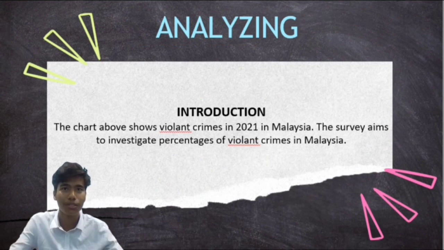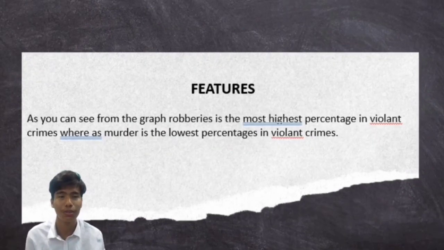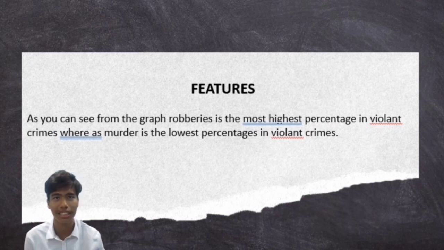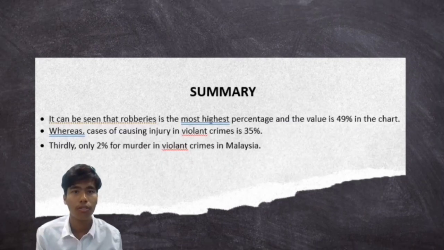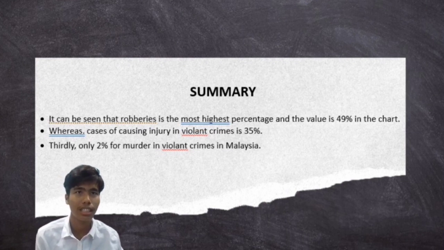For introduction, the chart above shows violent crimes in 2021 in Malaysia. The survey aims to investigate the percentage of violent crimes in Malaysia. As you can see from the graph, robbery has the highest percentage in violent crimes, whereas murder has the lowest percentage of violent crimes in Malaysia. For summary, I have inserted 3 points for this pie chart. First, it can be seen that robbery has the highest percentage, and the value is 49% in the chart. It is because robberies are easier to do.